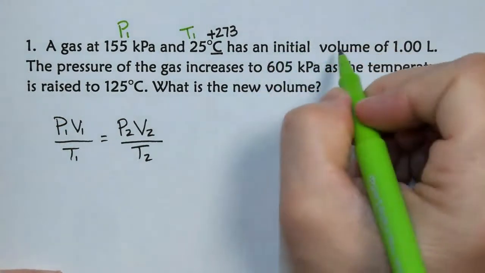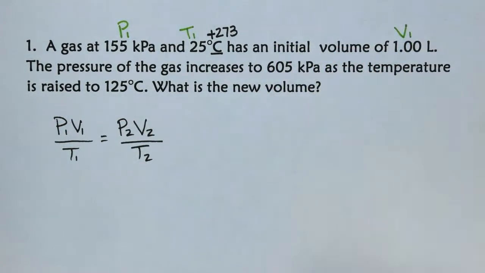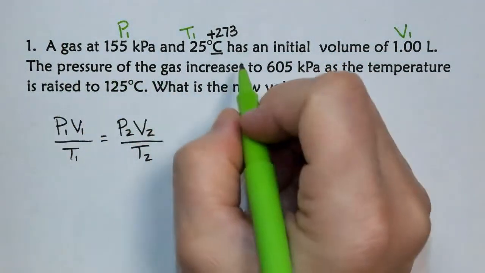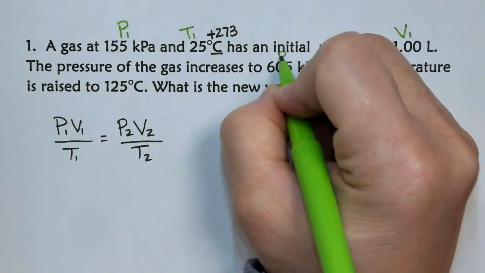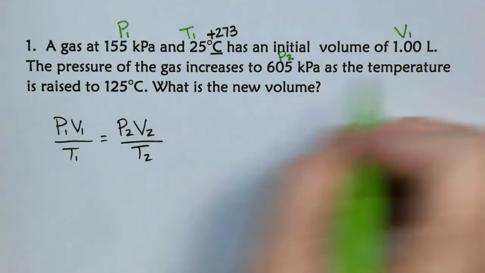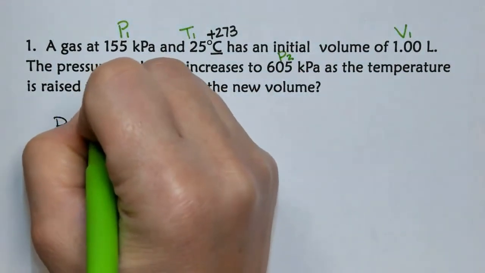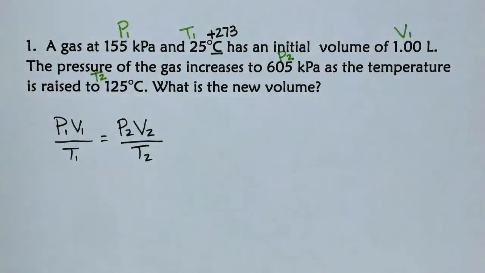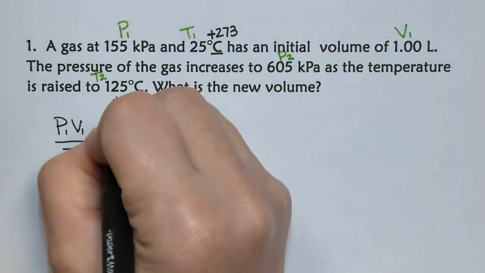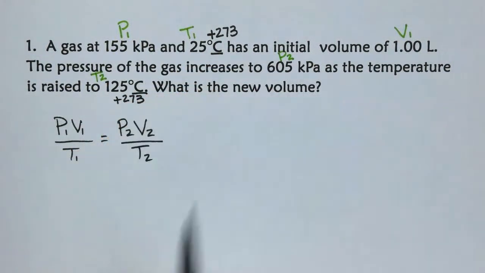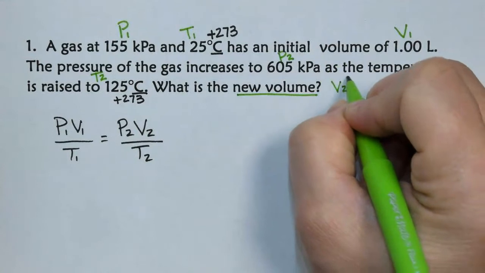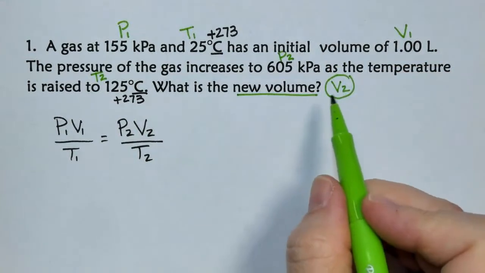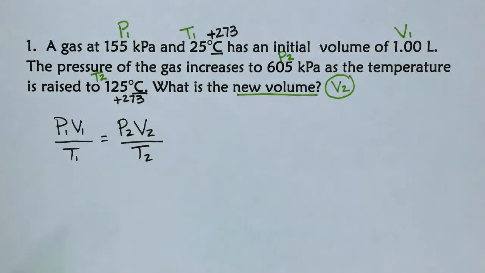It has an initial volume of, so this is our V1. The pressure of the gas increases to, and here's our second pressure, so I'm going to call this P2. As the temperature is raised, so here's our T2, but it's in Celsius, so we have to add 273 to turn it into Kelvin. And then the question is, what is the new volume? So that means V2 is what I am solving for. That's going to be my X in this equation.